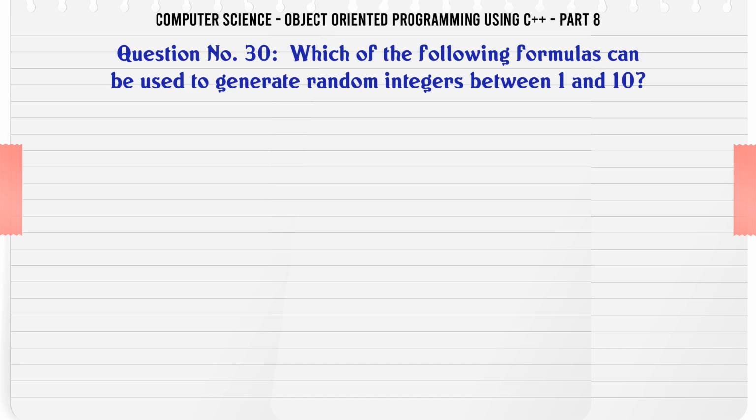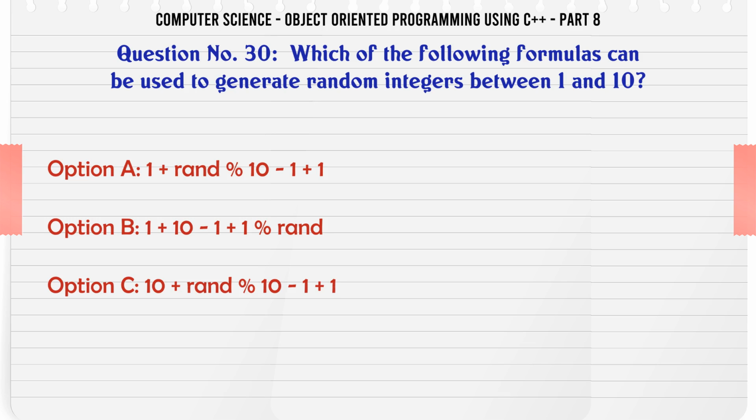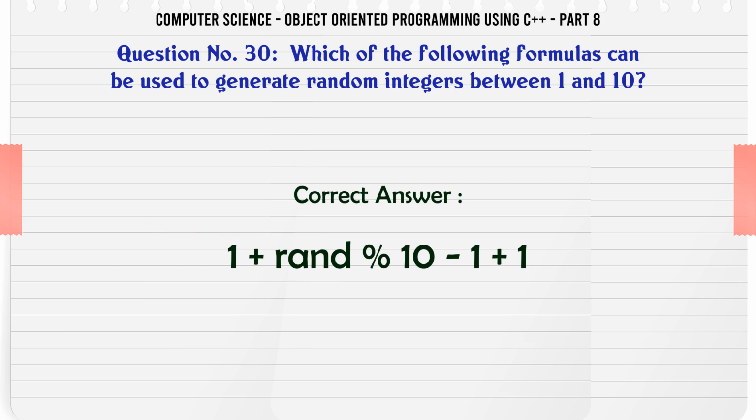Which of the following formulas can be used to generate random integers between 1 and 10? A. 1 + rand() % 10 + 1. B. 1 + 10 + 1 + rand. C. 10 + rand() % 10 + 1. D. 10 + rand() % 10 + 1. The correct answer is 1 + rand() % 10 + 1.